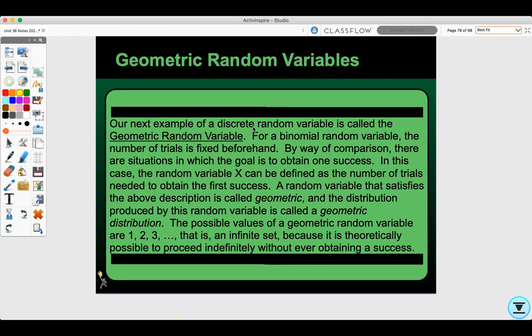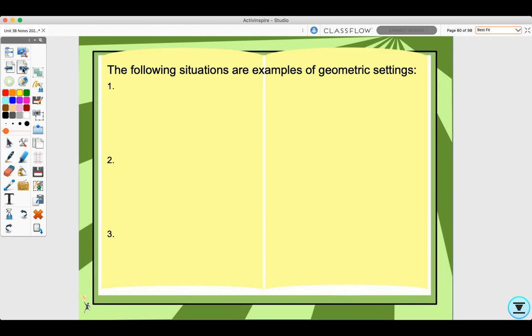A random variable that satisfies the above description is called geometric, and the distribution produced by this random variable is called a geometric distribution. The possible values of a geometric random variable are 1, 2, 3, and so on, that is, an infinite set, because it is theoretically possible to proceed infinitely without ever obtaining a success. The following situations are examples of geometric settings.